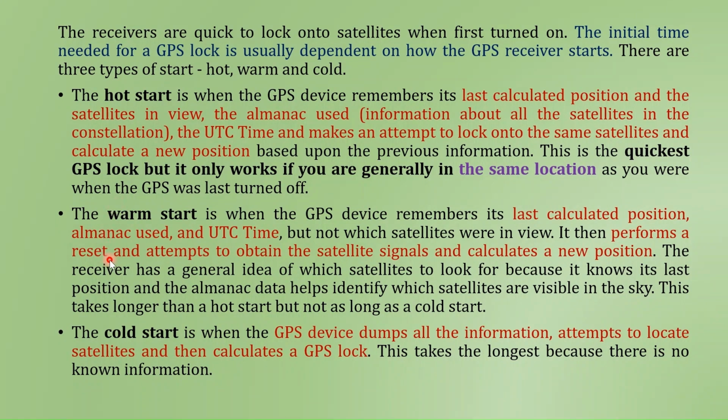Then the third type of start is the cold start, where the GPS device dumps all the information, attempting to locate new satellites and then calculate a GPS lock. So among the three, the hot start is the quickest GPS lock, and the cold start is the longest because it does not have the previous information, so it takes the longest time, and the warm start is the intermediate one.